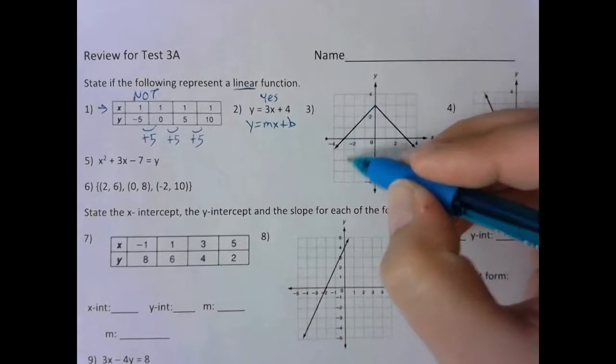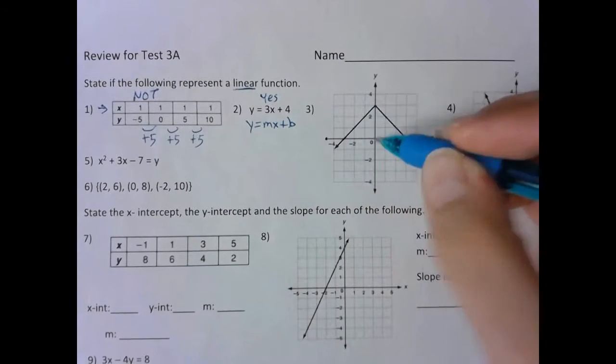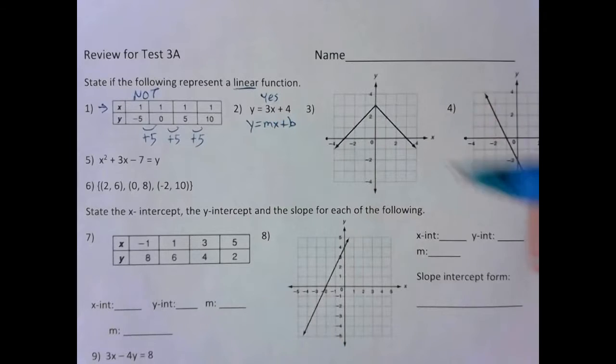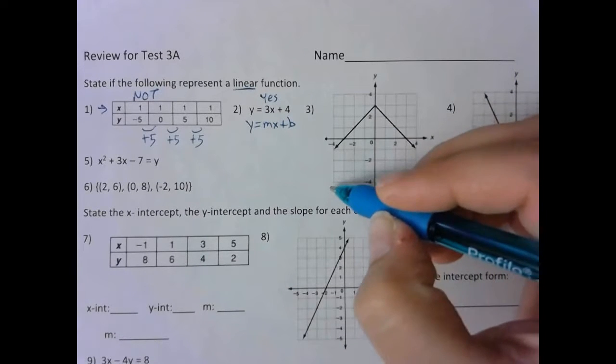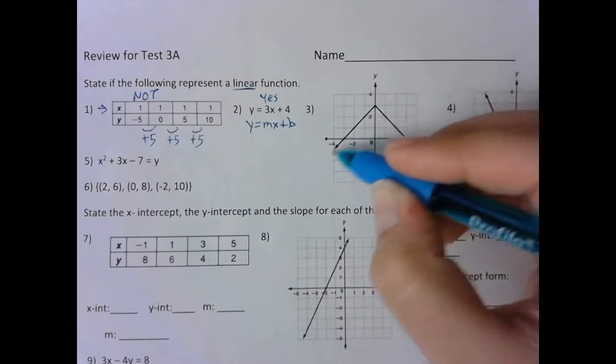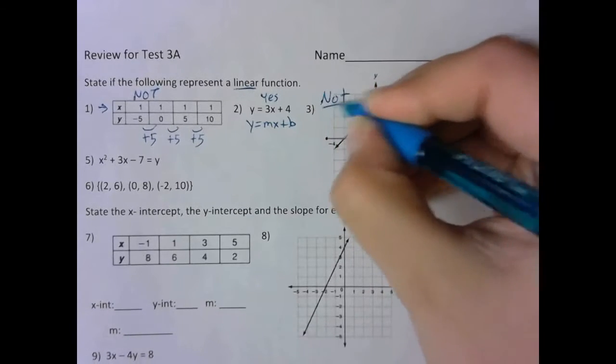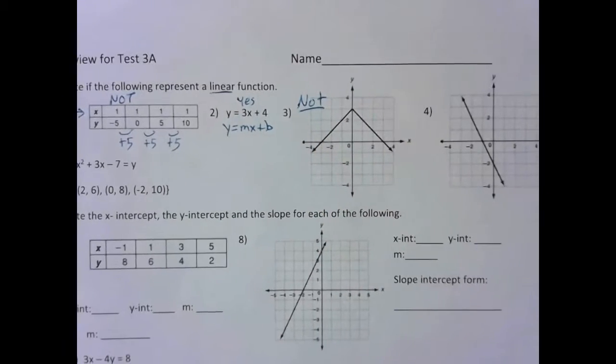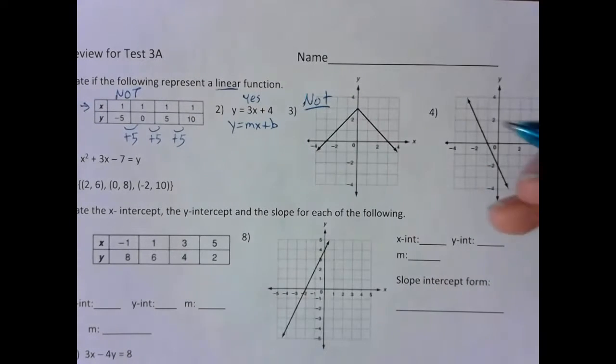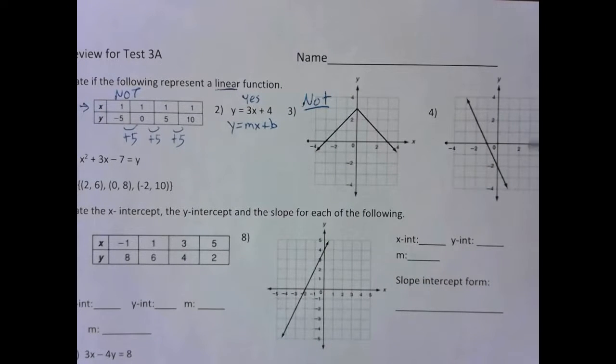Well, it's a function, it passes the vertical line test, but is it linear? No, this is not linear. Linear means we have one straight line. We've got two straight lines, we can't do that. This is not linear. How about number four? Well, 4 is a function. It passes the vertical line test, and it does have one straight line that is not vertical. So yes, that is linear.